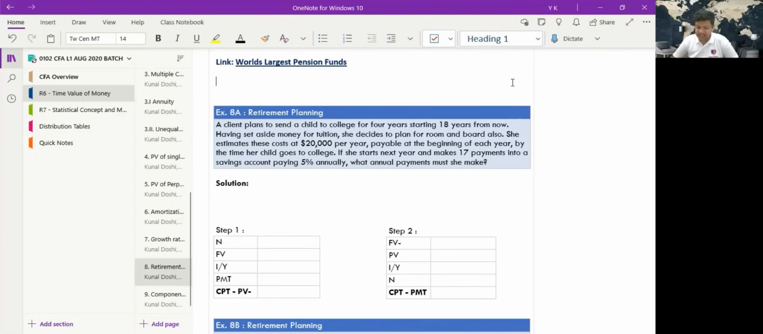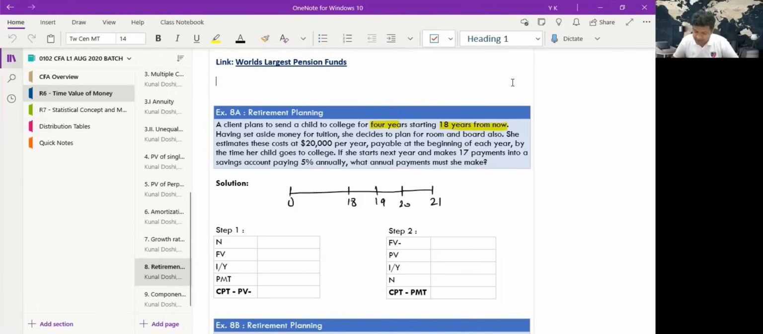So a client plans to send a child to college for 4 years, starting 18 years from now. For how many years? 4 years. Starting 18 years from now. Okay. So can you tell me when the child is going to go to college? From the 18th year, correct? For 4 years. So 18, 19, 20, and 21. Clear? So they have said a client plans to send a child to college for 4 years, starting 18 years from now. Correct? So I think the child will enter college at the end of the 18th year, then 19, 20, and 21. For 4 years, the child is going to be in college.